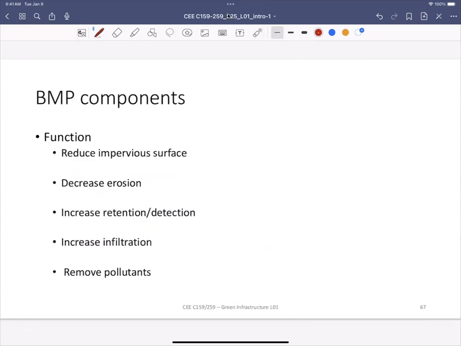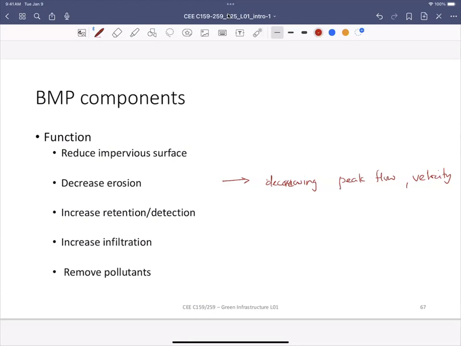So overall, green infrastructure reduces impervious surface. That's a function provided by every single green infrastructure. And the fact that it stores water or reduces the flow rate of water means it can decrease erosion. So this is related to decreasing peak flow or peak velocity. Any time the stormwater flow is slowed down, hindered or retarded, that's the time you decrease erosion.